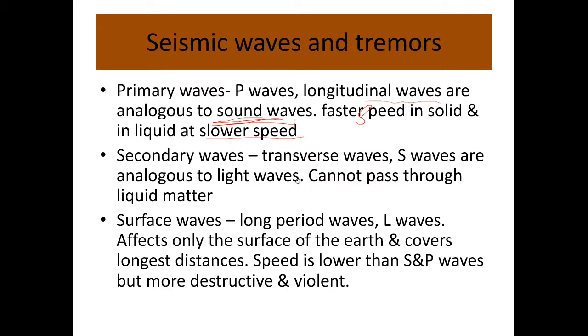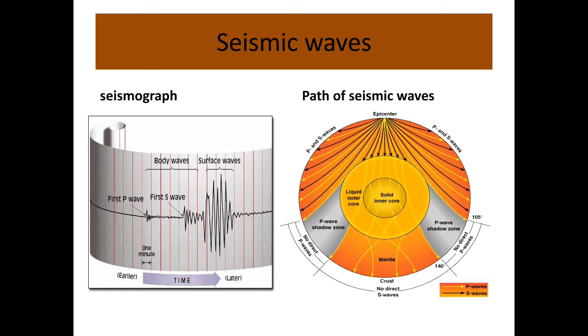Secondary waves are transverse waves, and they are analogous to light waves. Primary waves are analogous to sound waves, but secondary waves are analogous to light waves and cannot pass through liquid matter; they can only pass through solid matter. Surface waves, long period waves or L waves, affect only the surface of the earth and cover the longest distances. Their speed is lower than S and P waves, but the destruction caused by them is more violent.